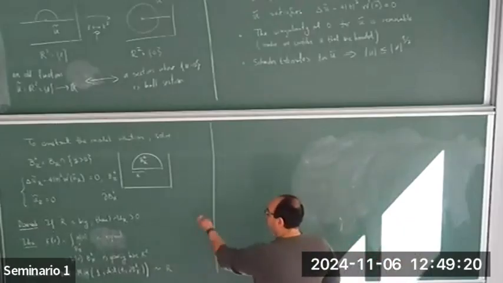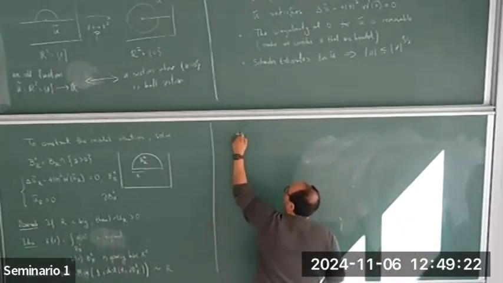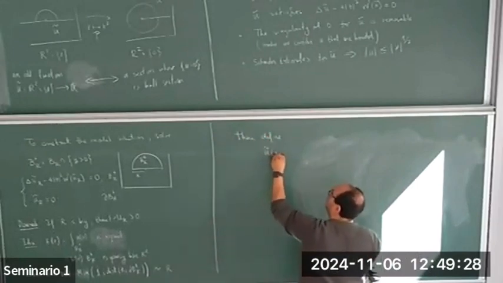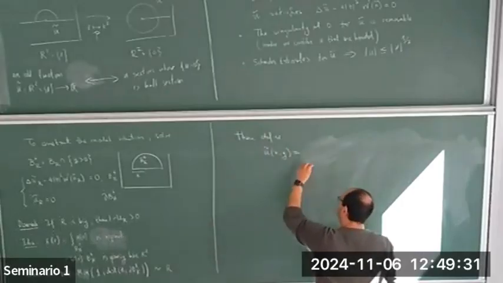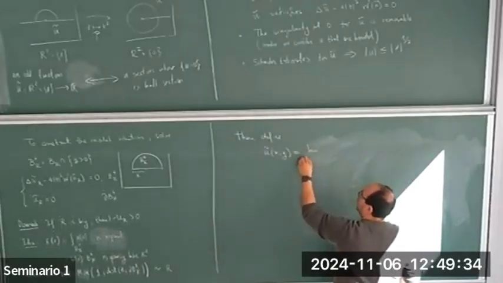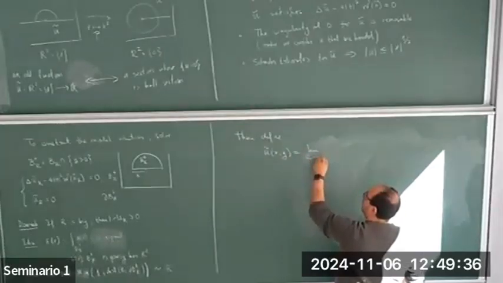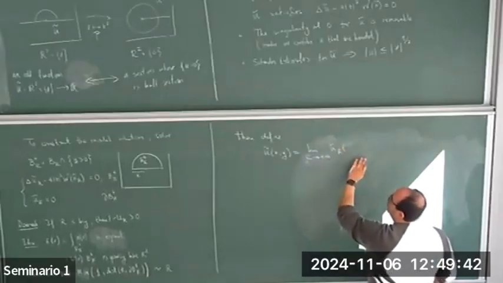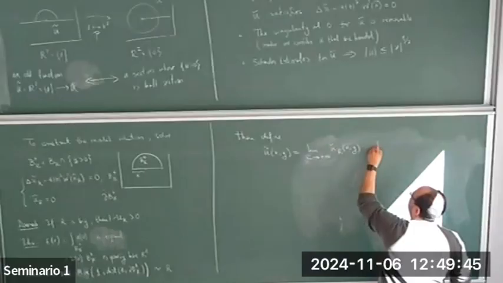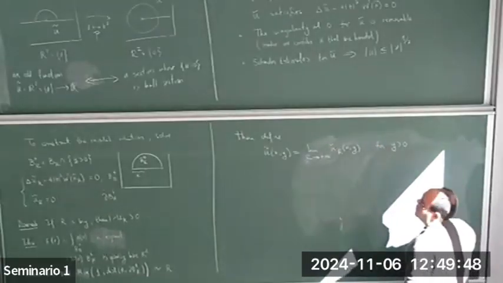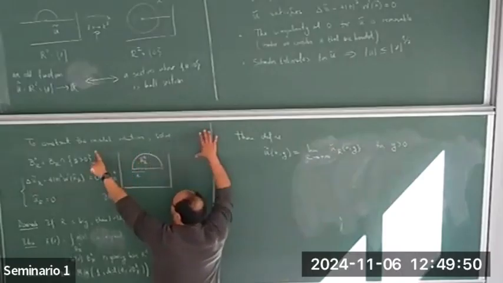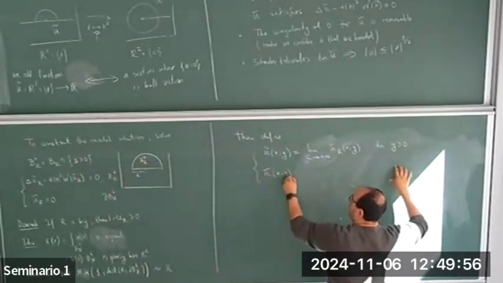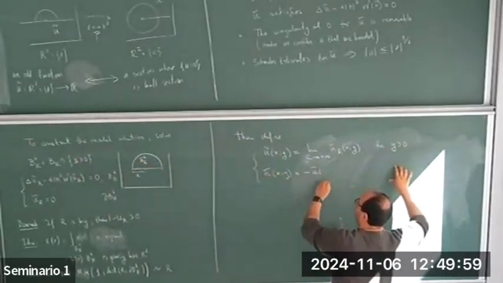So what's the idea? Then you can take a limit, then define u tilde at (x, y) as the limit when R goes to infinity of u tilde R of (x, y), say for y positive. Right, so I'm literally just taking this limit. And for y negative, this is defined as minus the function.